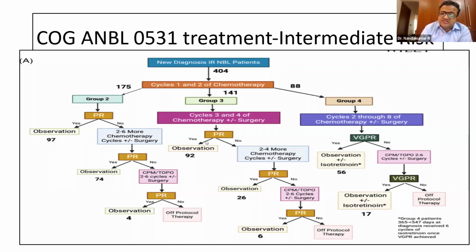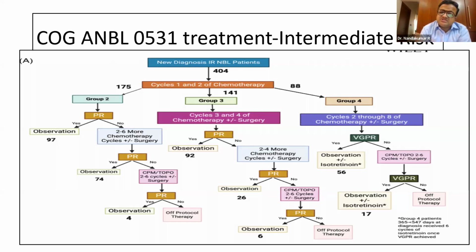And if any of these subgroups do not achieve the necessary partial response, then there is a window of adding cyclophosphamide with topotecan. So based on the COG report, we can currently say that 2 to 8 cycles is adequate and achieving partial response is enough when you're treating these patients. And if they do not show partial response, you can add cyclophosphamide topotecan.